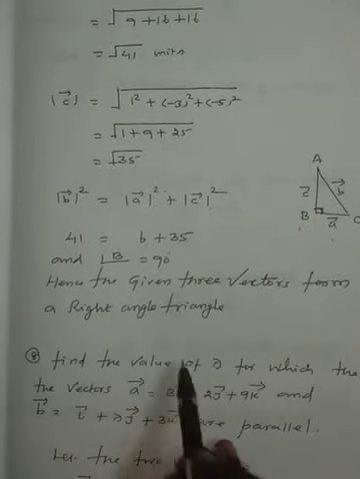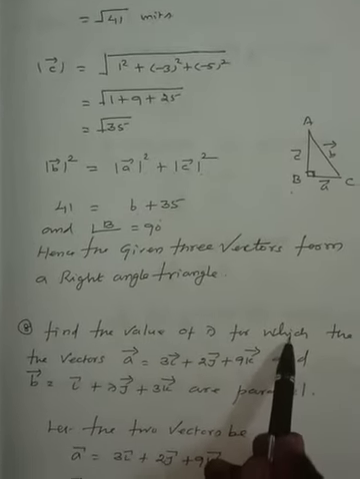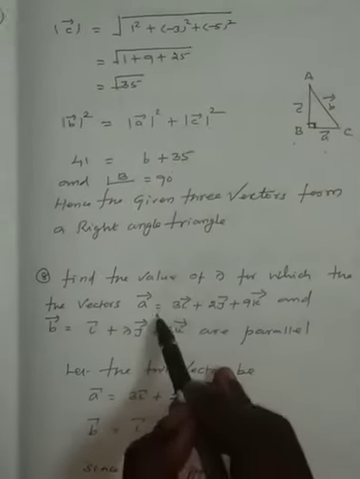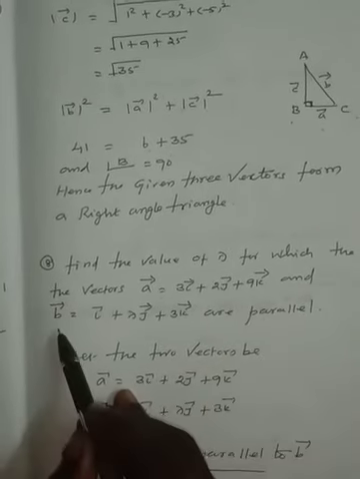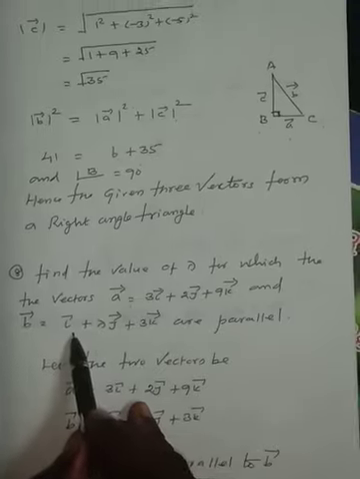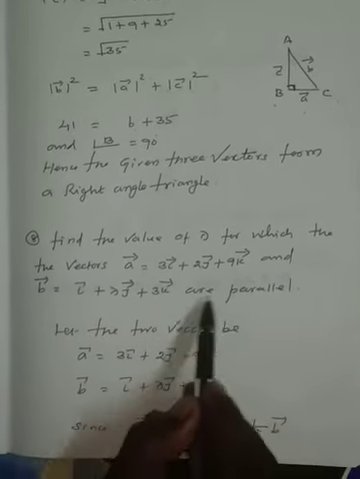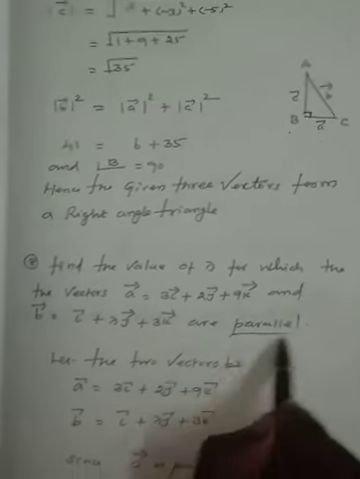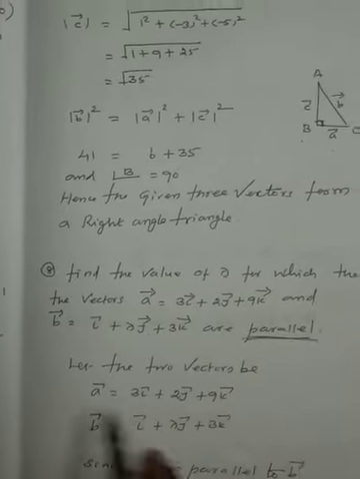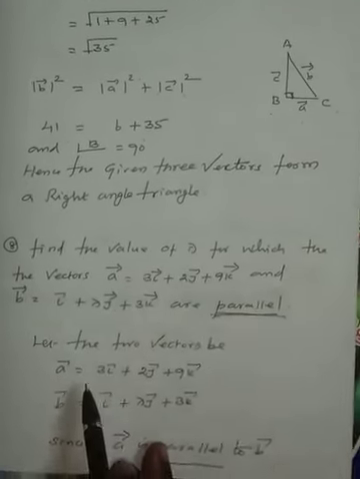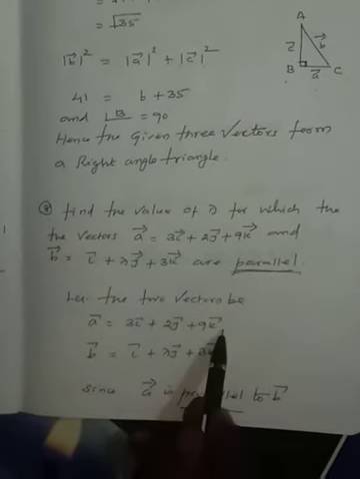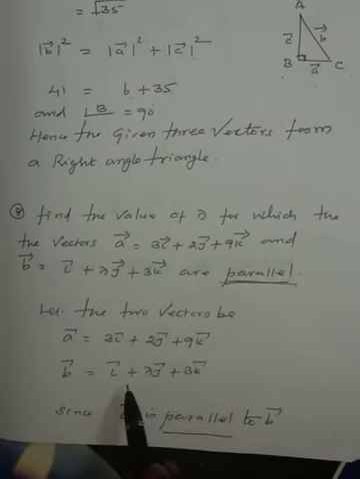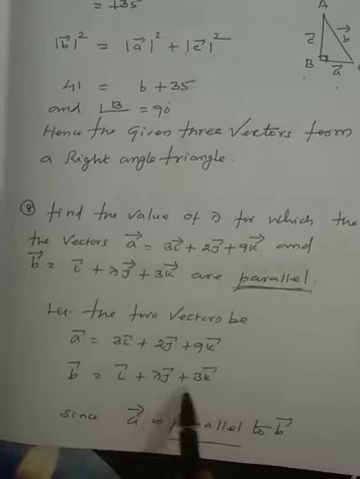Sum number 8. Find the value of lambda for which the vectors a vector equal to 3i vector plus 2j vector plus 9k vector and b vector equal to i vector plus lambda j vector plus 3k vector are parallel. These two vectors are parallel. First, let us take a vector is equal to 3i vector plus 2j vector plus 9k vector, and b vector is equal to i vector plus lambda j vector plus 3k vector.